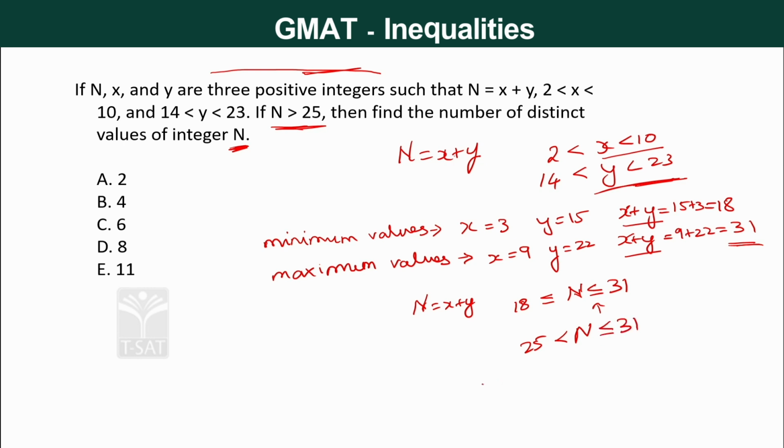So, what are all the integer values that we are left with? 26, 27, 28, 29, 30, 31. So, that is a total of 6 distinct values that integer n can take, that is, the answer is option C. Let us look at the next question.